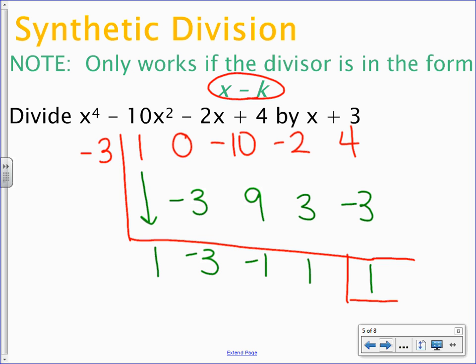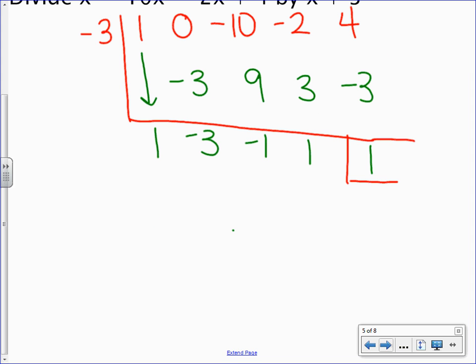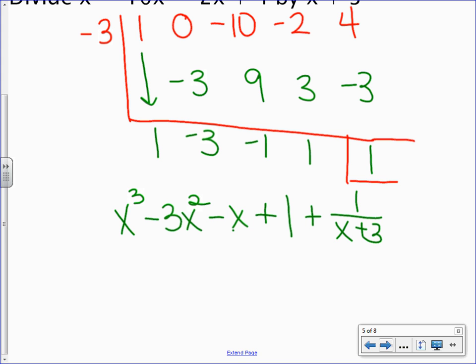Now, this gives us our quotient with our remainder. We took a 4th degree polynomial and we divided it by a 1st degree polynomial. So our quotient is going to be what? A 3rd degree polynomial. So this means x cubed minus 3x squared minus x plus 1, and then plus our remainder over our divisor.